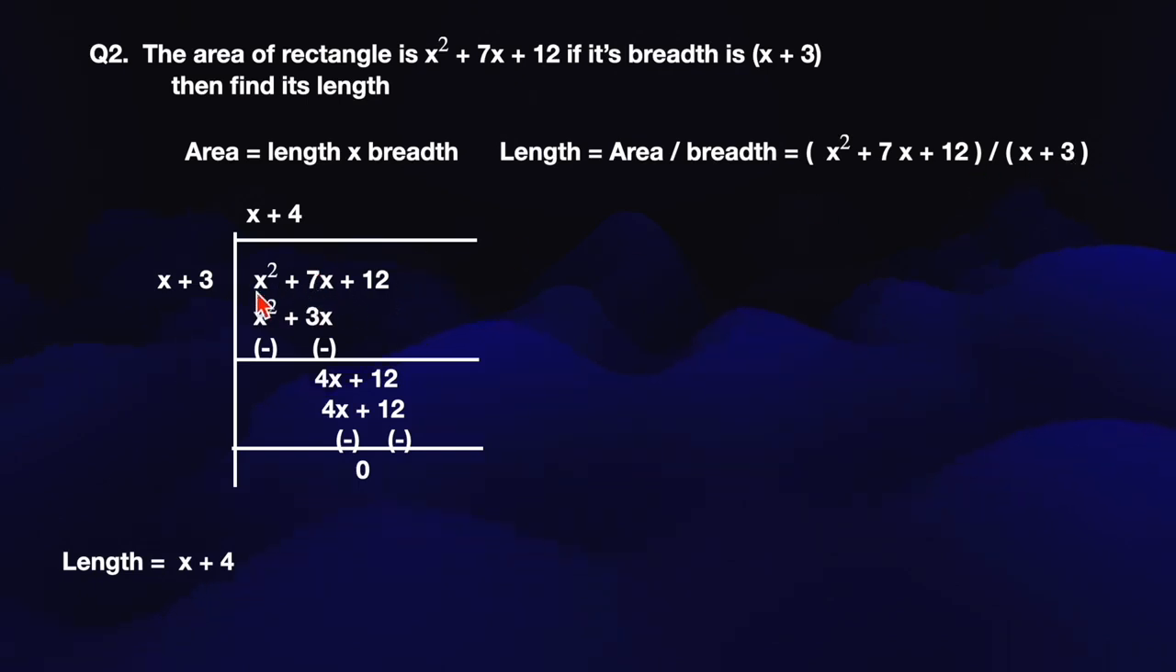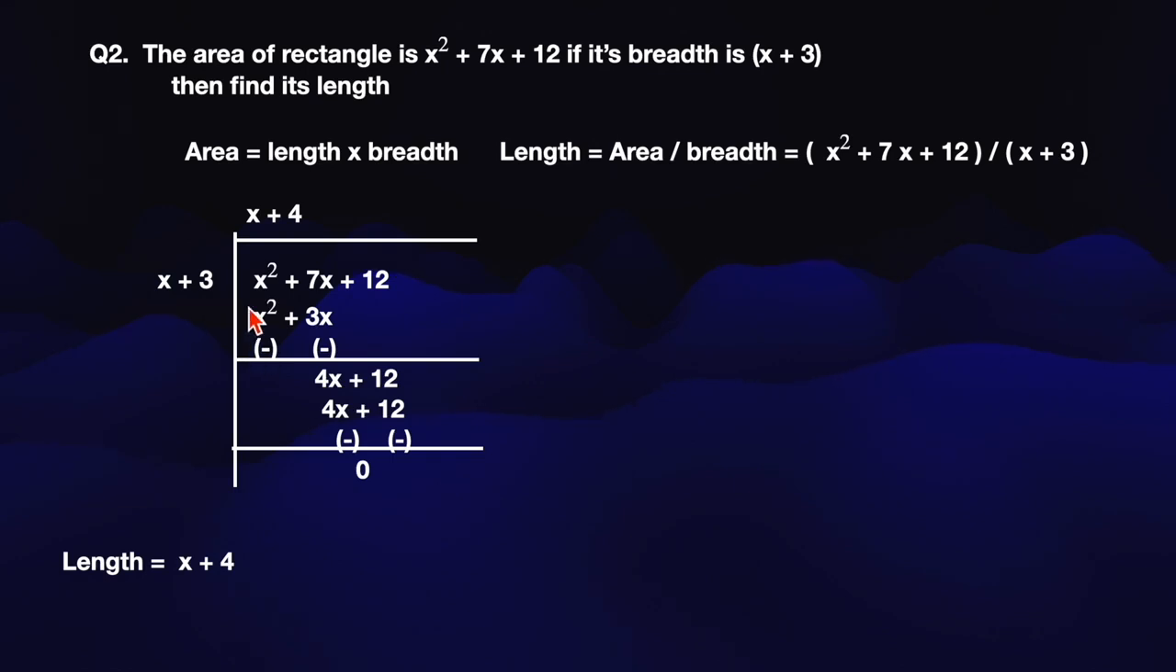Dividend here. Okay, simple division. Take x square, divide by x. You get x. Write it down. Now multiply this with x plus 3. So x into x is x square. X 3s are 3x. Write it beneath it like this.